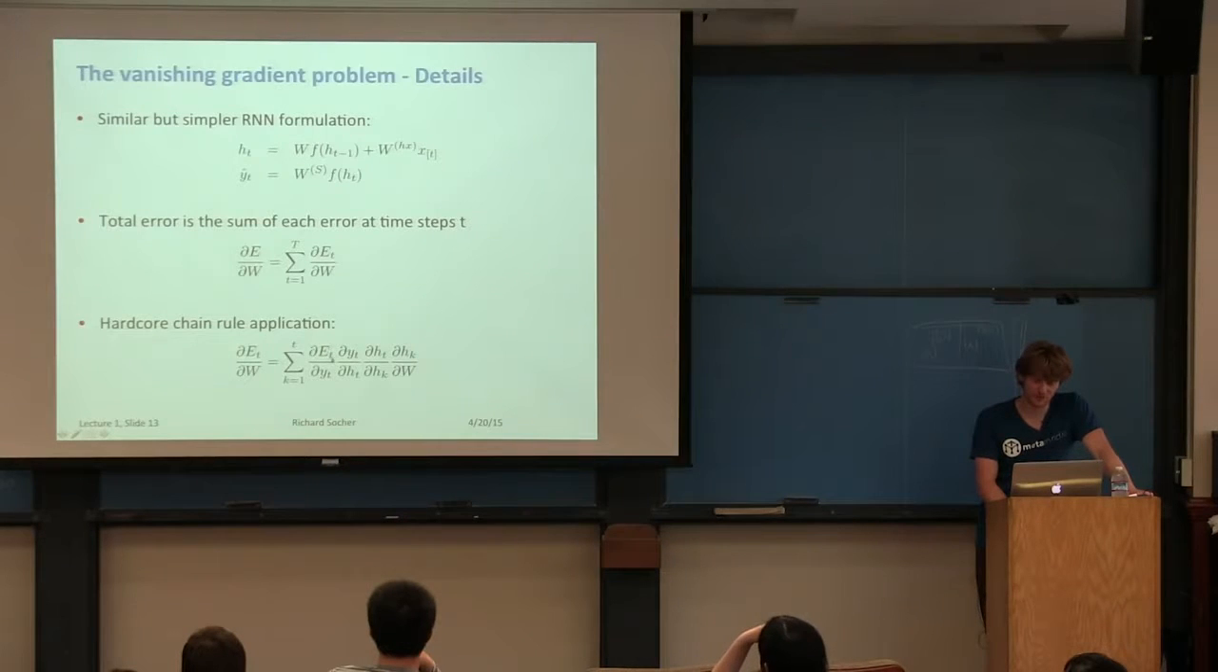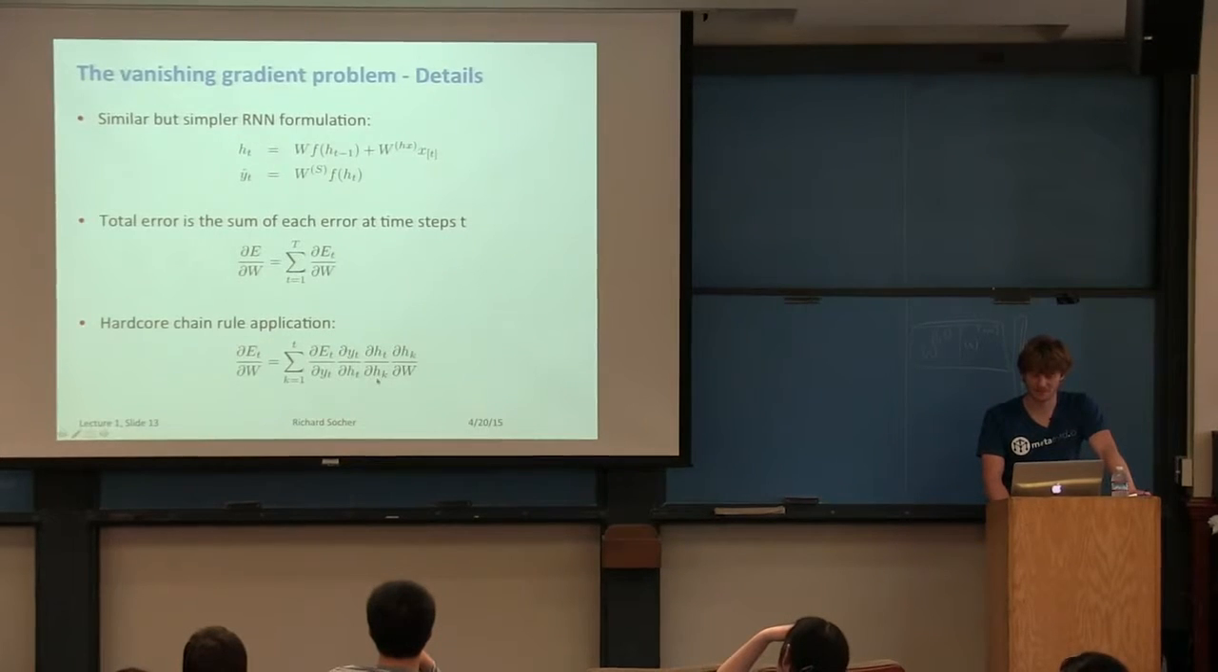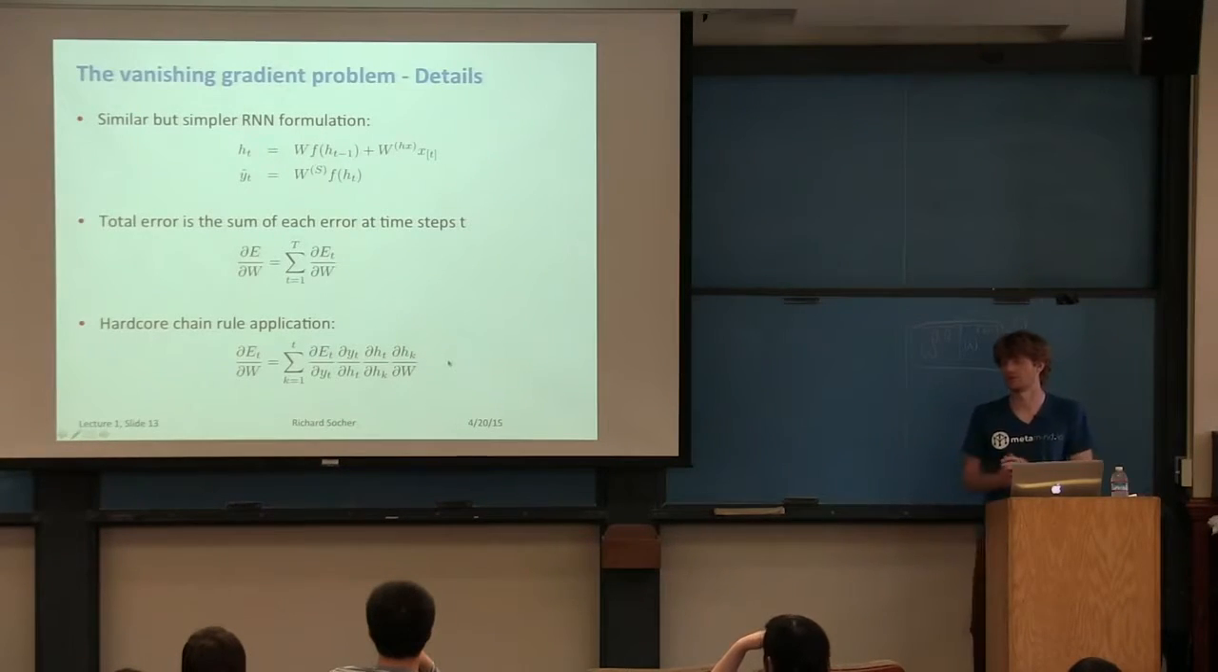So we'll have the partial of the error at time step t with respect to y_t, our outputs, and then the partial of y_t with respect to our h_t. But now this h_t is actually computed using all the previous hidden states at previous time steps, right? So we'll have to sum over all of these, and each of these will have W inside in order to compute that hidden state.